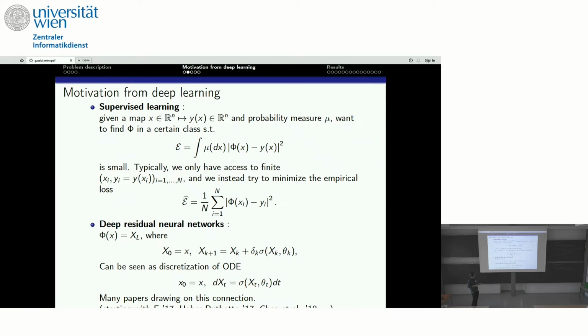Okay, and of course, if you see this, it does look, especially if you add a small delta here, it clearly looks like you are looking at the discretization of an ODE. And of course, this has been observed by people already some time ago, and there are a lot of papers drawing on this connection. Unfortunately, the analysis has been cut here, but yeah, this is quite a big literature drawing on this.